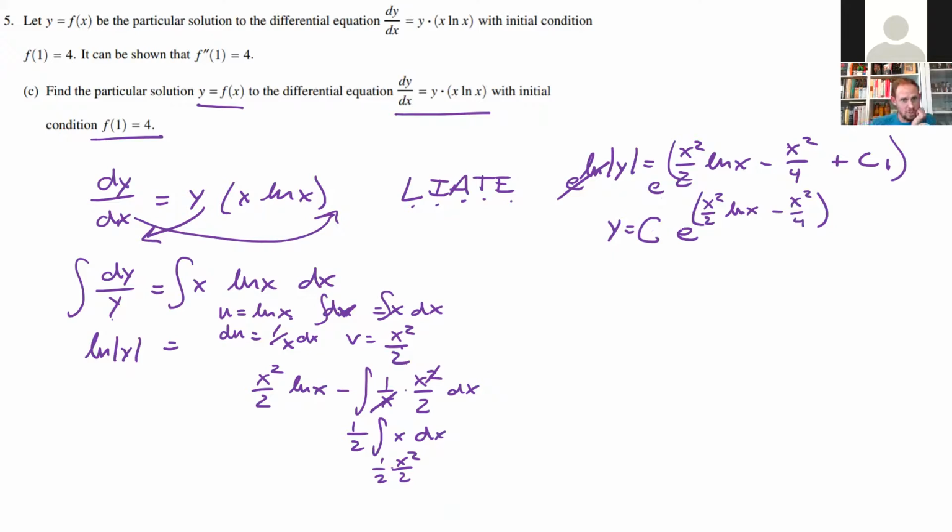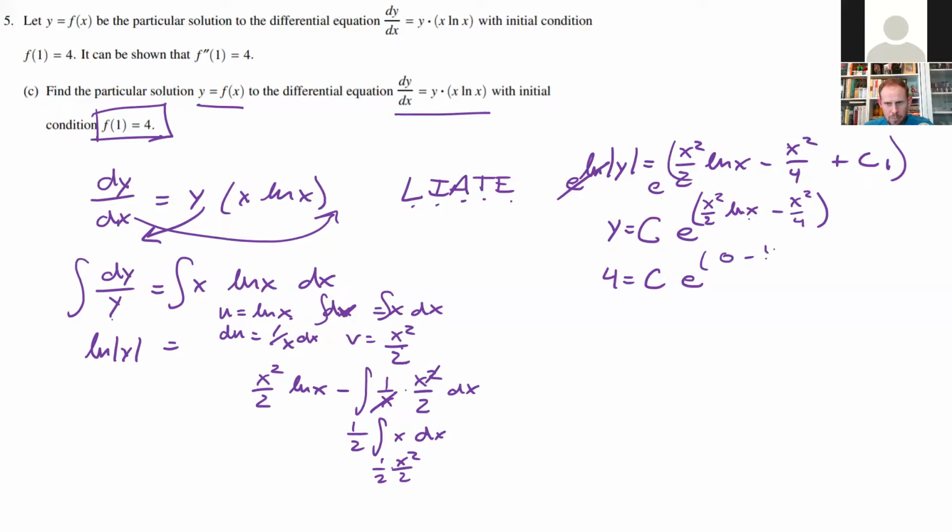And now we need to solve for c. So now we use our initial condition. So 4 equals c e to the... you get points off if we don't label the c's right. I don't know if they're going to take points off for that, especially for you guys that are doing it digitally. All right, so we plug in 1 here, that's going to be 0.